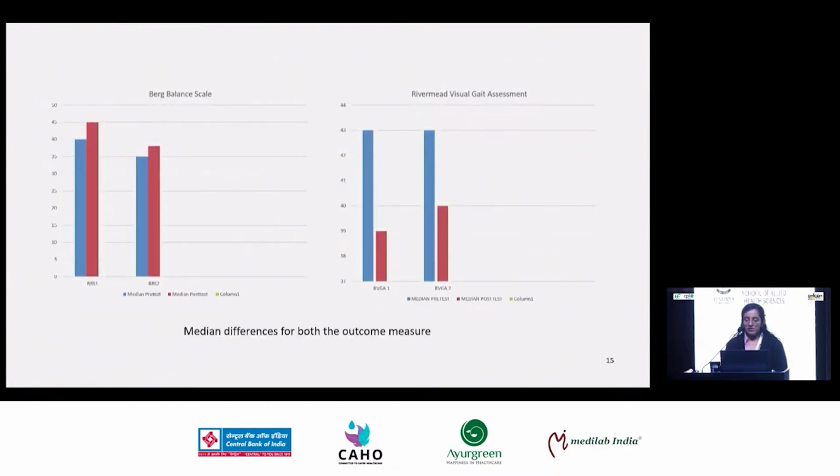Median differences within the groups for both the outcome measures. These graphs show higher median difference suggests greater improvement in that group, suggesting that group 1 has higher median difference, that is, increase from 40 to 45 than group 2 for Berg Balance Scale. And then for Rivermead Visual Gait Assessment, the scores are inversely proportional, and the higher the score means more impairment, suggesting that group 1, which decreased from 43 to 39, had more improvement as compared to group 2.